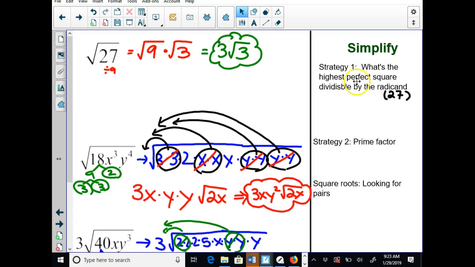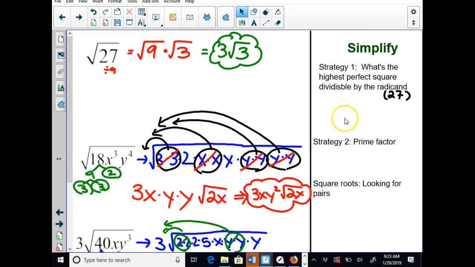The first strategy was thinking about what's the highest perfect square divisible by the radicand. So when we look at 27, we saw that 9 was the highest perfect square. The square root of 9 times the square root of 3 gets you 27. The square root of 9 is 3, so 3 square roots of 3.